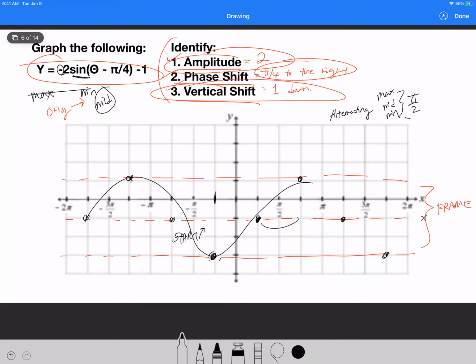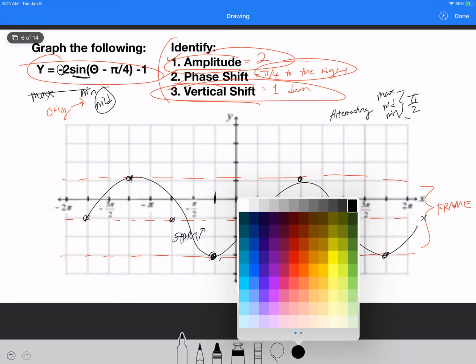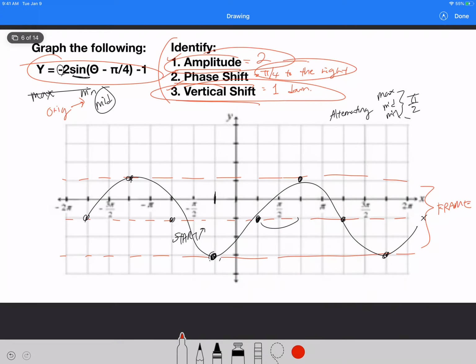So once I plot those points here, I'm going to have a graph where the original graph would start from here and then move to the right by pi over 4. Then it reaches max at pi over 2 because, like I said, that's the increment. And then you move to the right by pi over 4. And so forth and so forth.